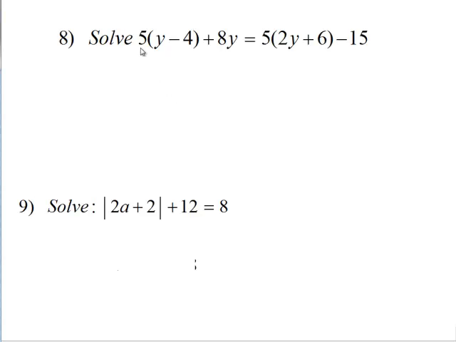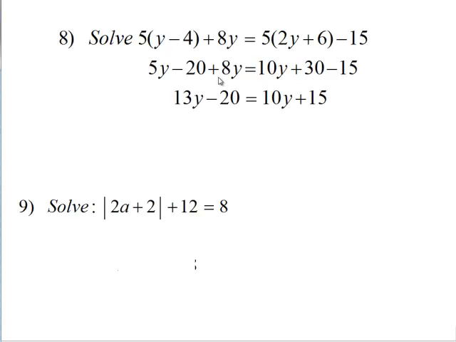Okay, 8, another solve. 5y minus 20 plus 8y, and then 10y plus 30 minus 15. We're going to combine like terms. 5y and 8y is 13y minus 20. 10y just stays. 30 minus 15 is 15.